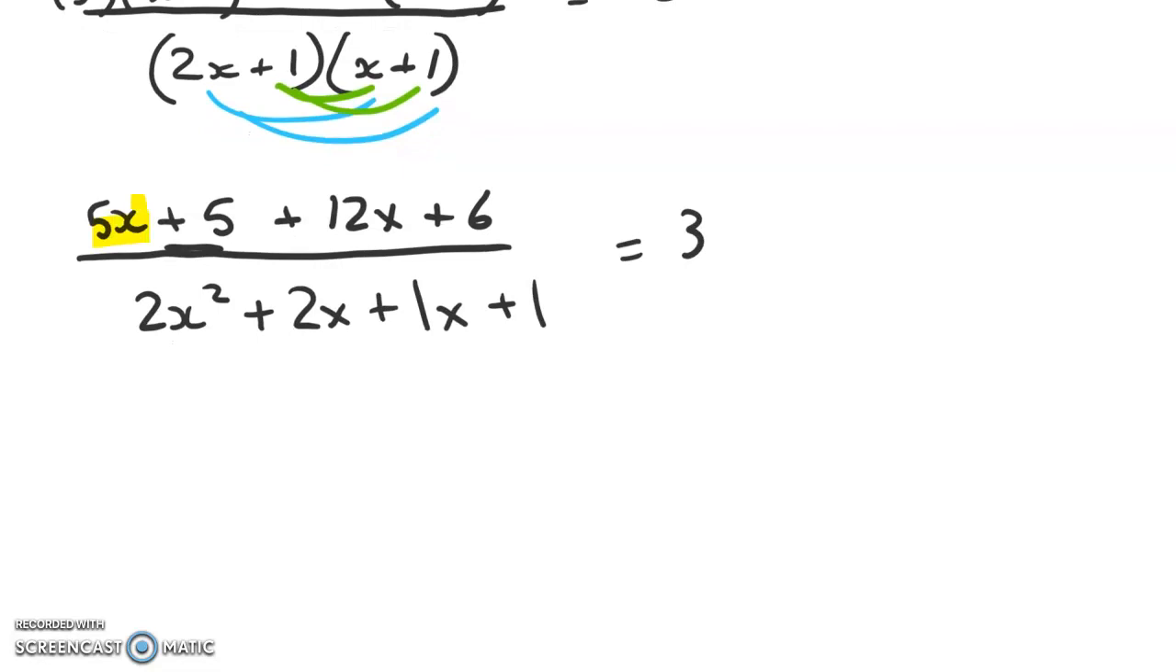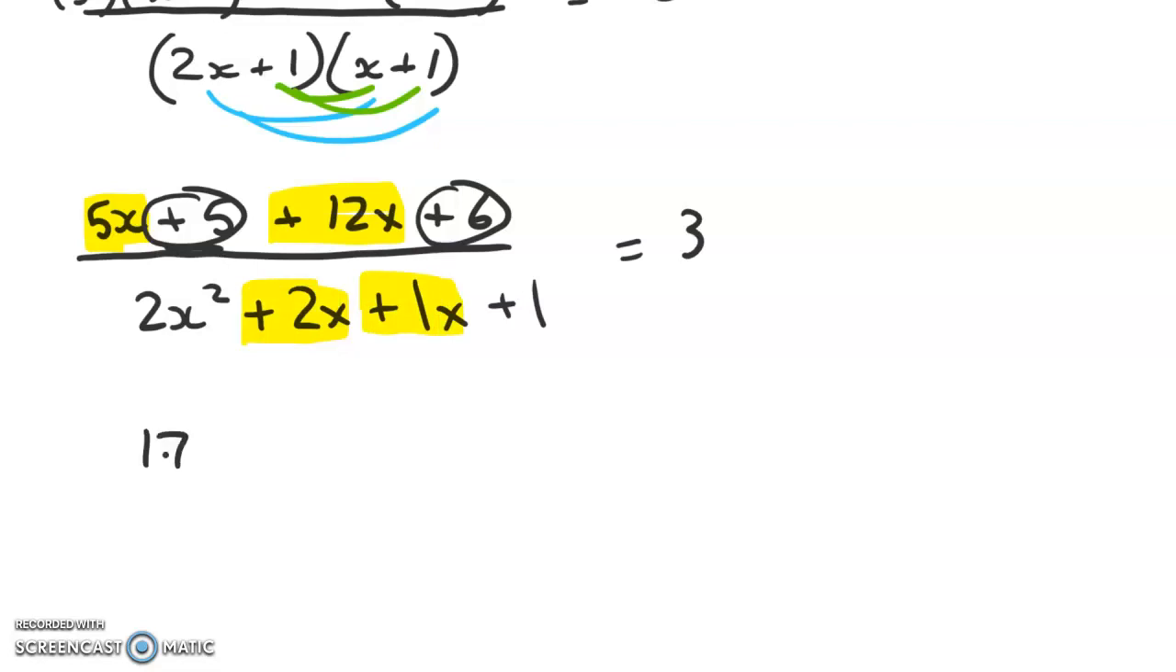Is there anything I can tidy up? Yeah, there are x's here and here. There's a number here and here, so we can put the two of them together. Also on the bottom line, you've got an x here and you've got an x here, so we can put them together.